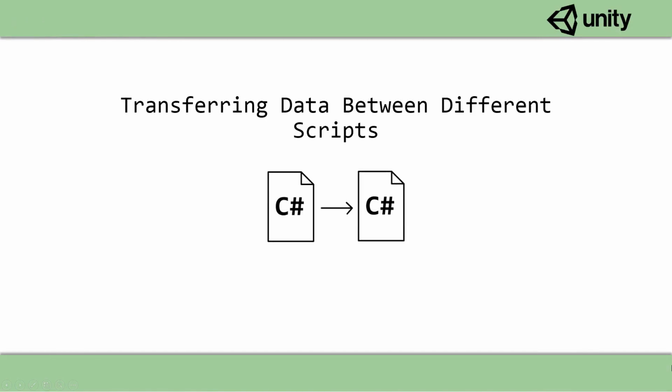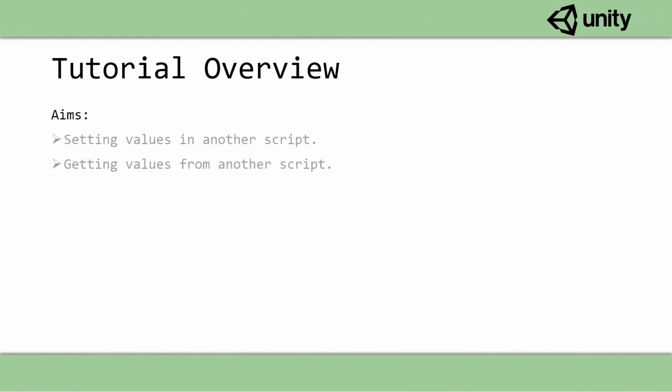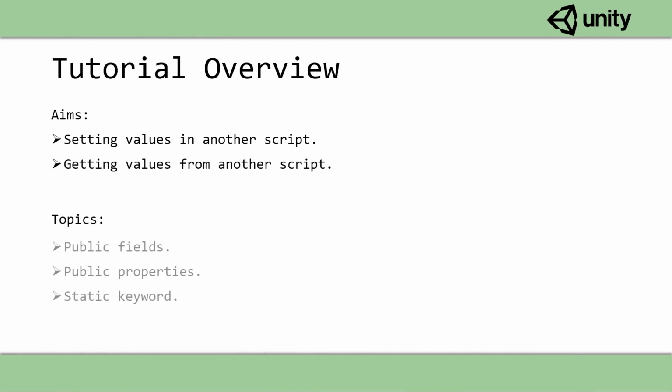So the aim of this tutorial is getting you to be able to set and get values from other scripts, and we're going to cover a few different topics. So the first goes through public fields, the second goes through public properties, and the final goes through the static keyword. I recommend that you watch the entire video before asking any questions.